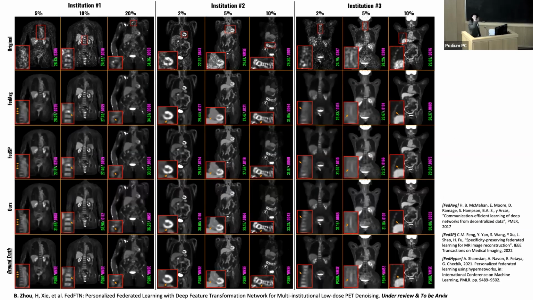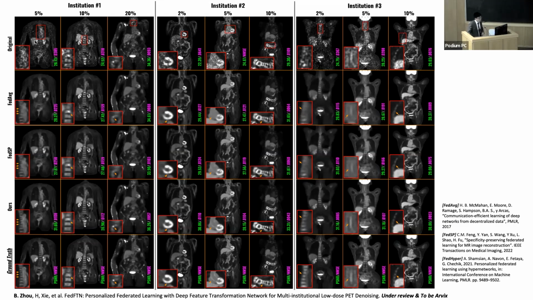Okay, this is a pretty overwhelming slide with lots of results. Each institution has 3 low dose levels, so we take all those into consideration during the training process. And we also compare to several previous federated learning reconstruction frameworks already proposed in TMI and CVPR. But all those methods were developed for 2D MRI reconstruction, so we extended them to 3D and compared those methods.